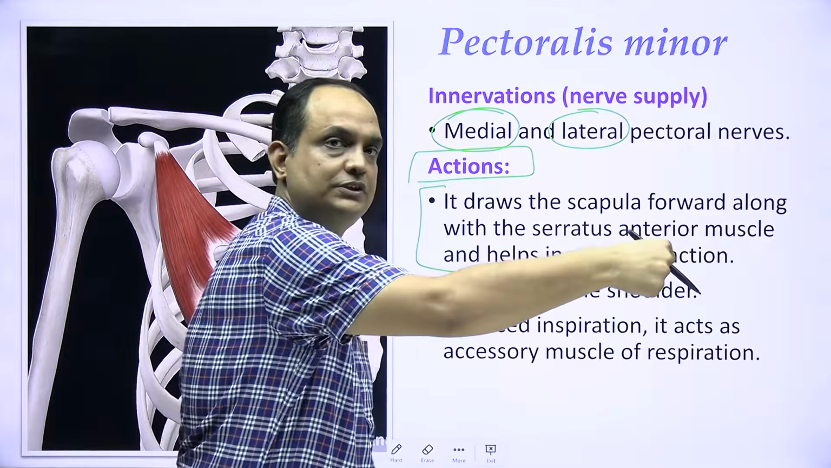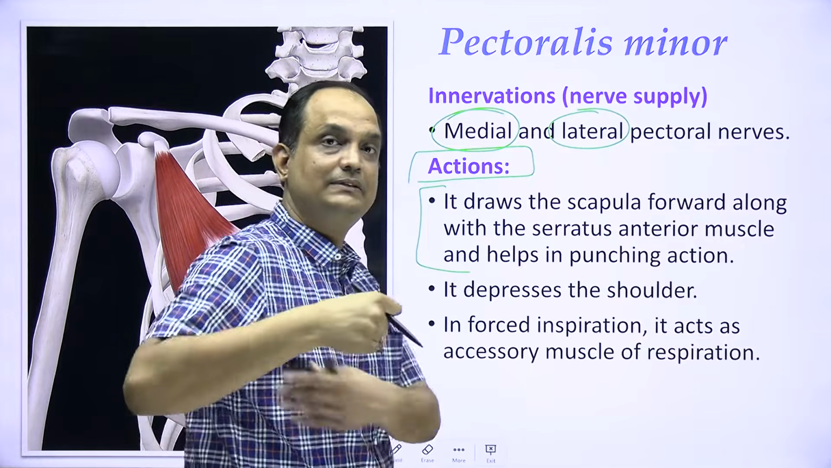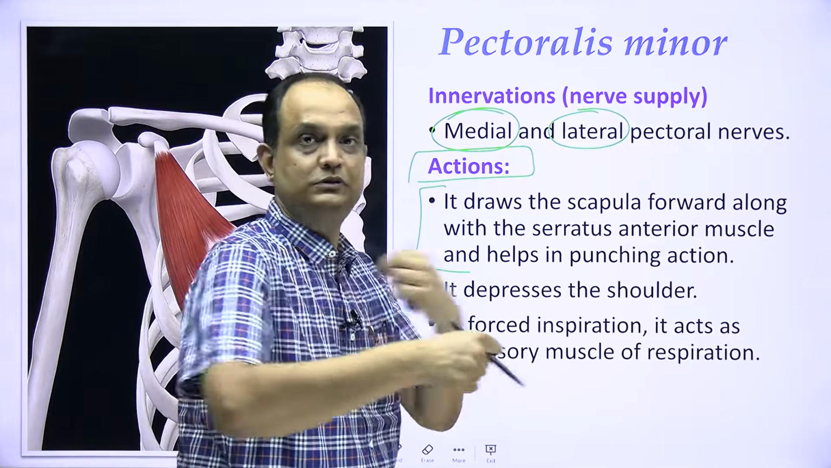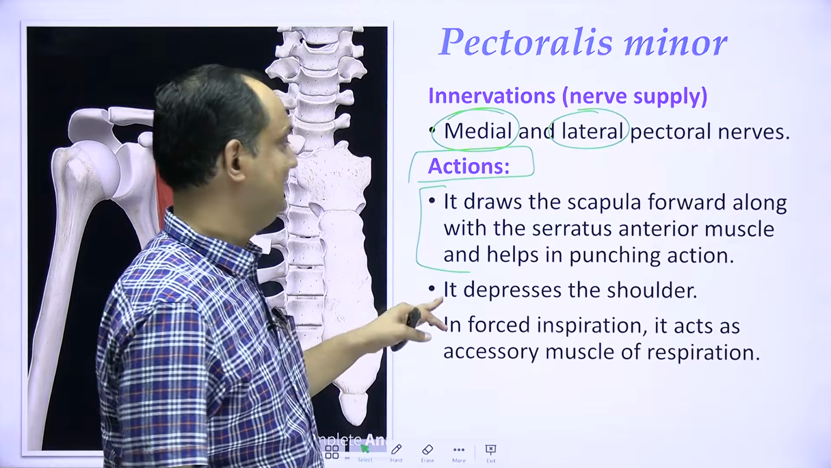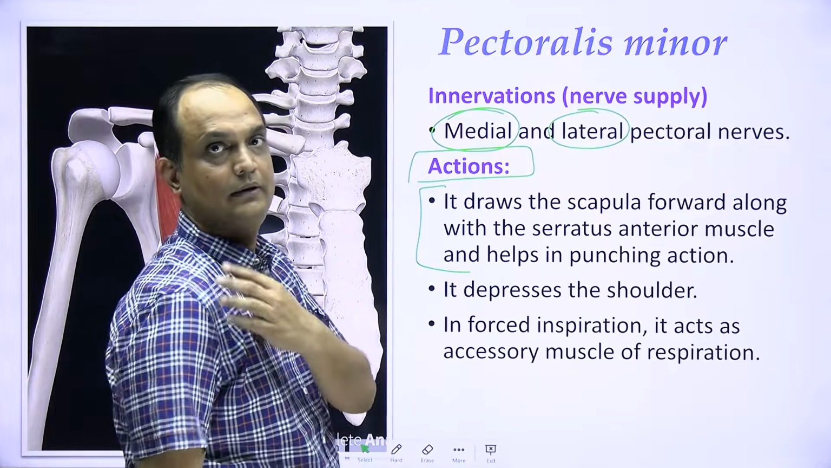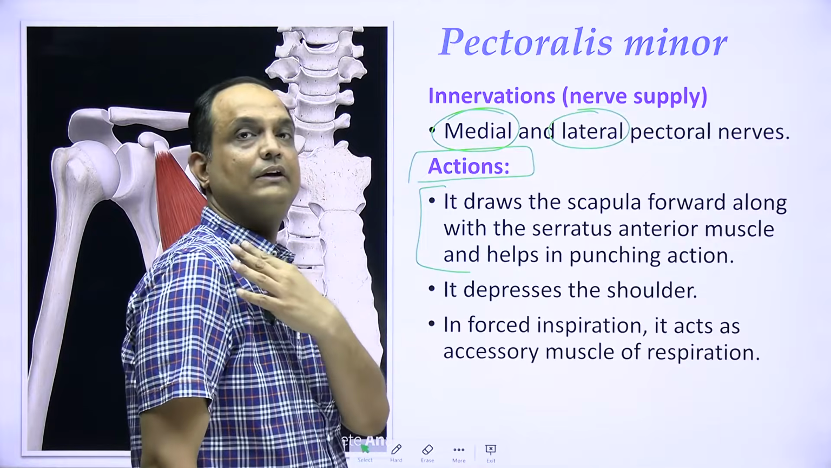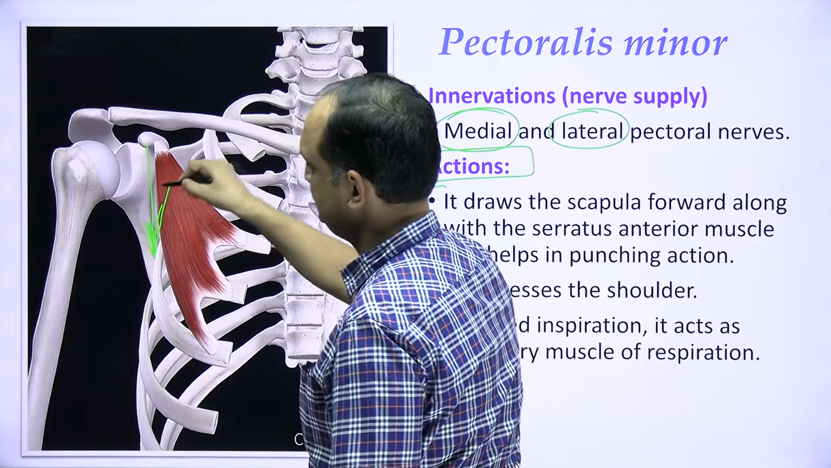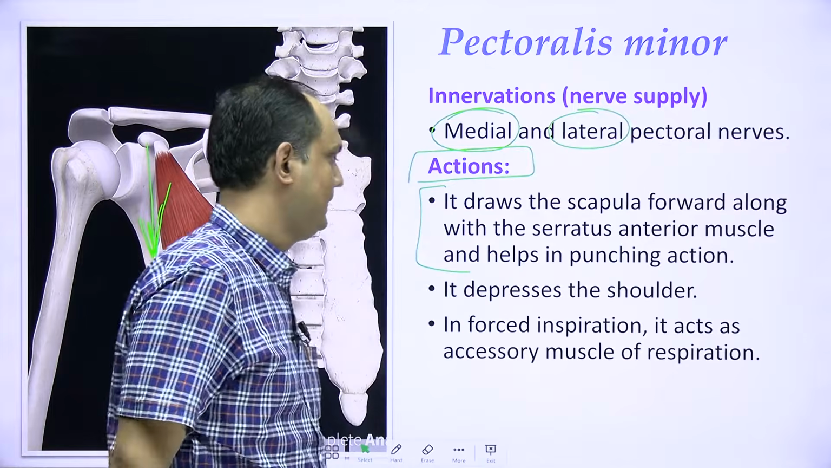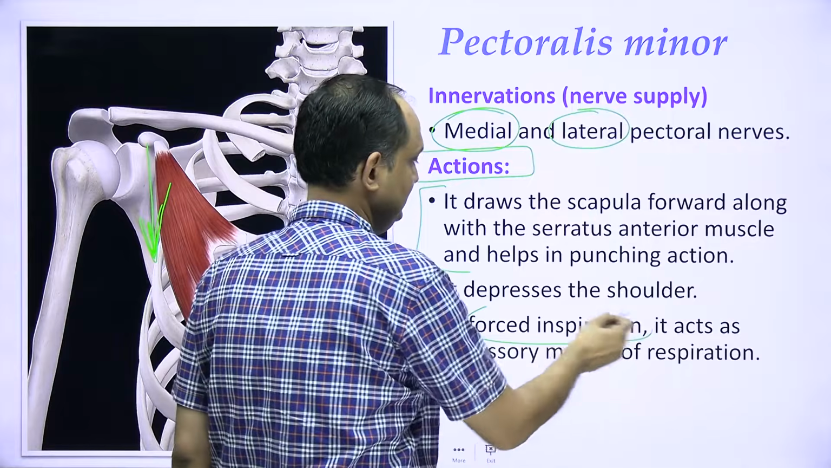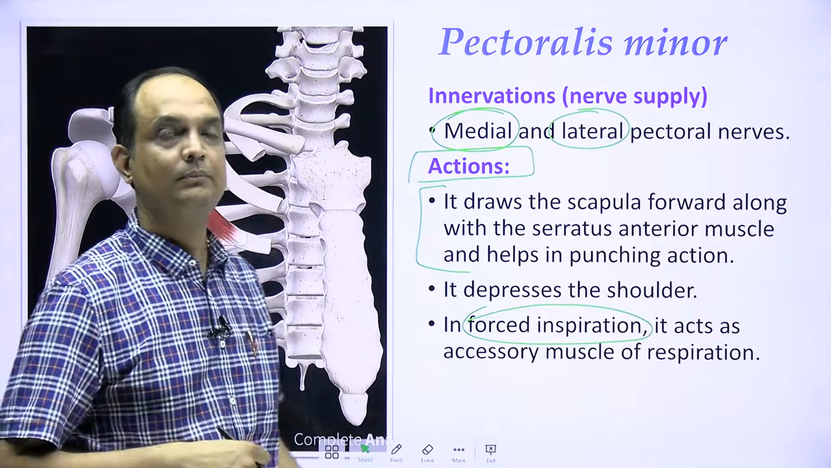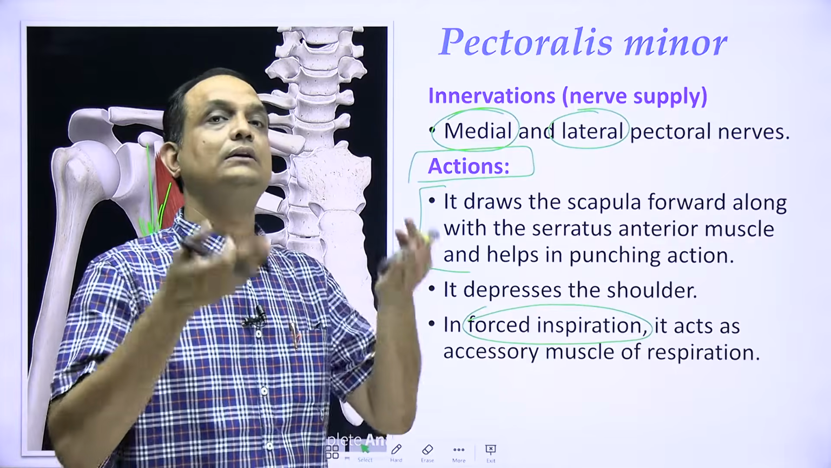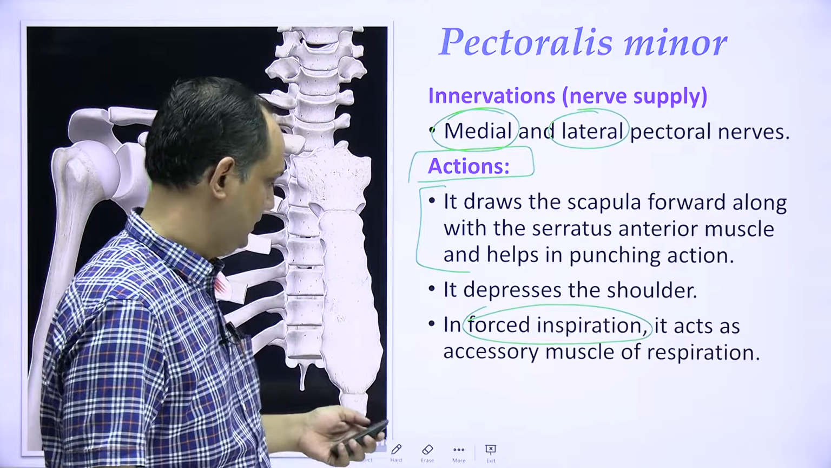So when you will see the protraction of the scapula, it is mainly caused by the serratus anterior, but it is also assisted by the pectoralis minor, which pulls the scapula forward. The second thing is it depresses the shoulder. It depresses the shoulder because once the origin will contract, the insertion, your scapula, will go in a downward direction, which is known as depression of scapula. And it is an accessory muscle in forceful inspiration, because at that time it fixes the upper part of your inlet so that you can inhale more and more air.